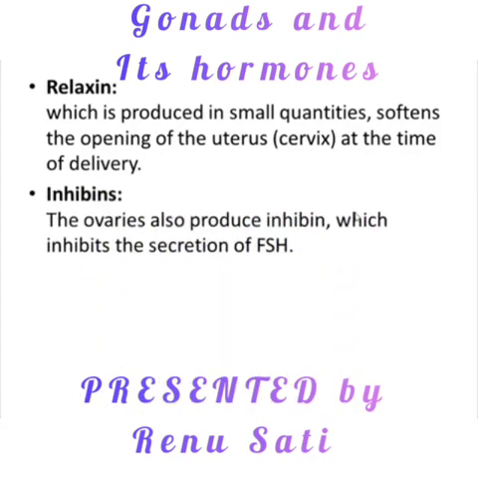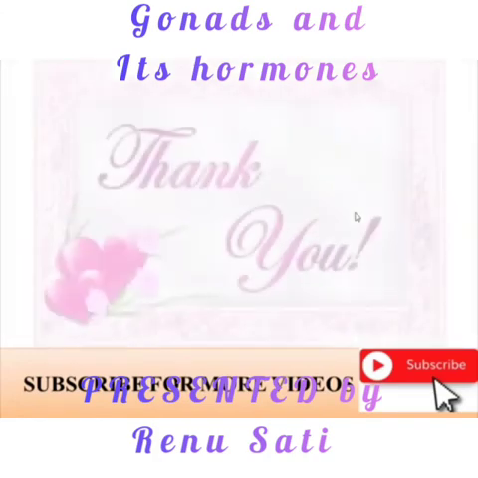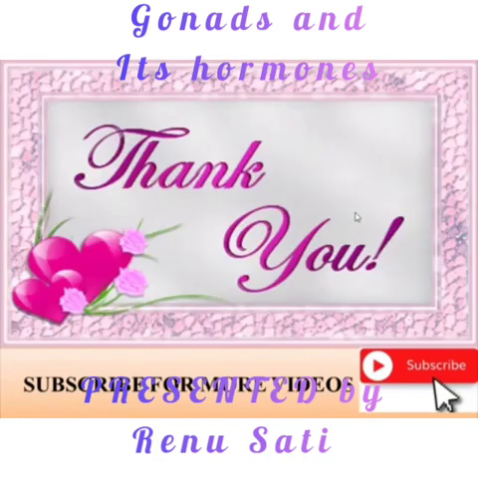Relaxin, which is produced in small quantities, softens the opening of the uterus, the cervix, at the time of delivery. The oxytocin hormone is responsible for contraction, and the relaxin hormone acts as antagonistic to that. Inhibin inhibits the secretion of follicle stimulating hormone so that a single follicle can be formed for the process of ovulation.